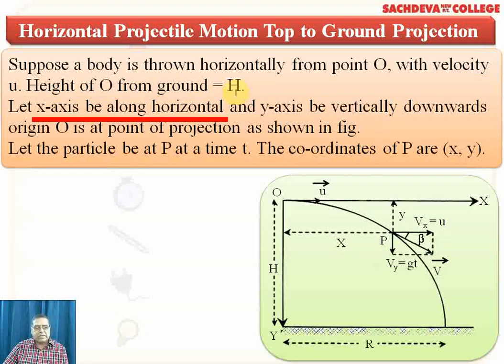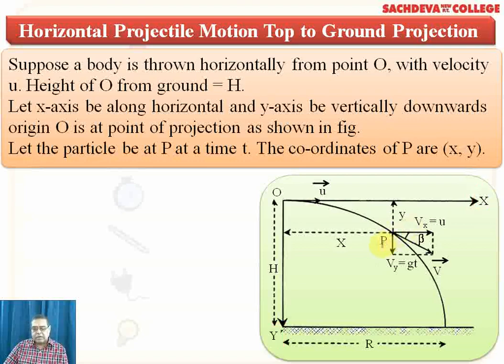Suppose the x-axis be along the horizontal, the y-axis be vertically downward. Origin is O, the point of projection, as shown in the figure. Suppose the particle be at P at time t. The coordinates of P are x and y. So in the figure, point P is indicated, its coordinates are x and y. That is, x is the horizontal length and y is the vertical length.